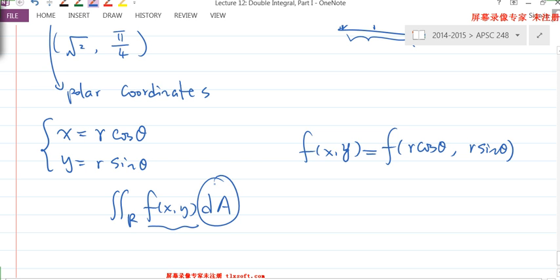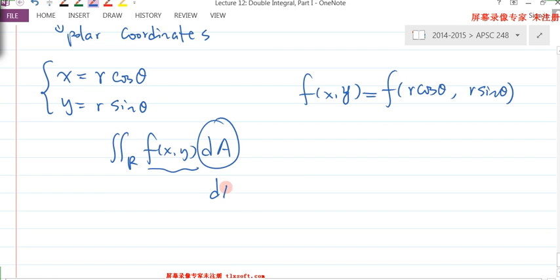However, the trick is this dA here. What's the dA? dA is dx dy in the Cartesian coordinates. How do we change the dx dy into something like a dr d theta? It's not going to be a straightforward change like this. There's actually going to be something before it. So the question is, what will this be? We can talk about it in the next lecture. Any questions? All good?